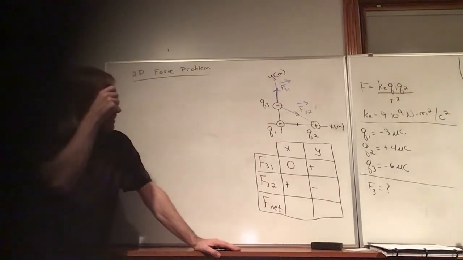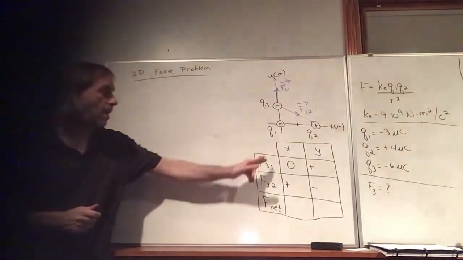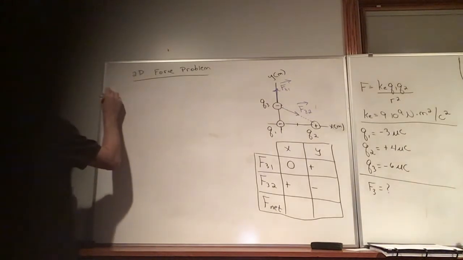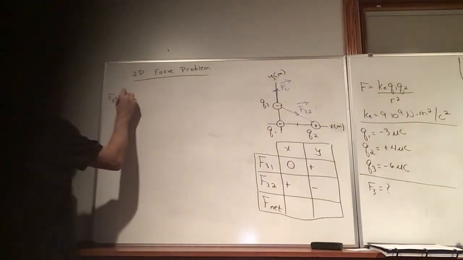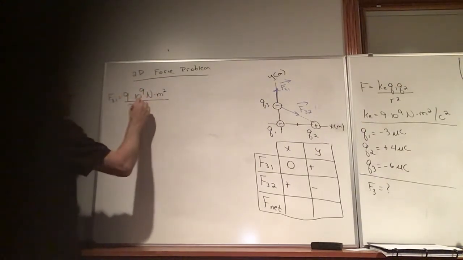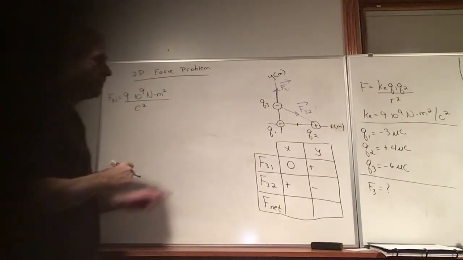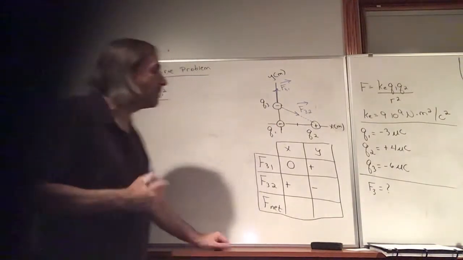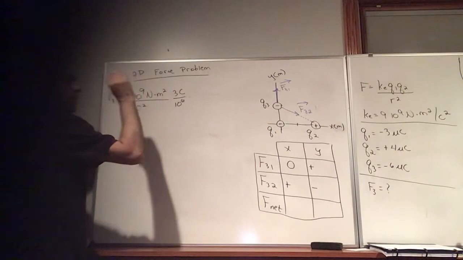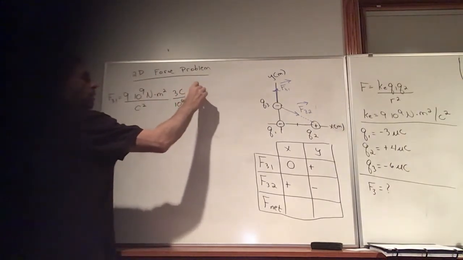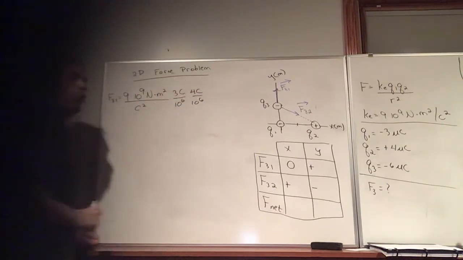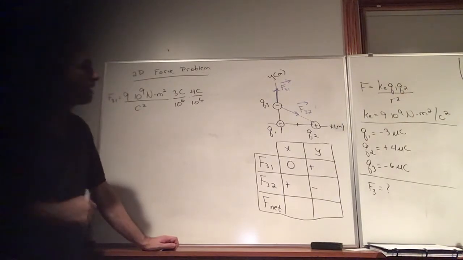Okay, so now we want to find the magnitudes of, say, F31. Let's do that. I'm going to have to write a little smaller here. So F31, we have our usual constant. And then we have Q1 times Q3. So again, we have 3 microcoulombs. We don't put the minus sign. And then here we have 4 microcoulombs. So again, I'll write it as 3 coulombs over 10 to the 6 and 4 coulombs over 10 to the 6.